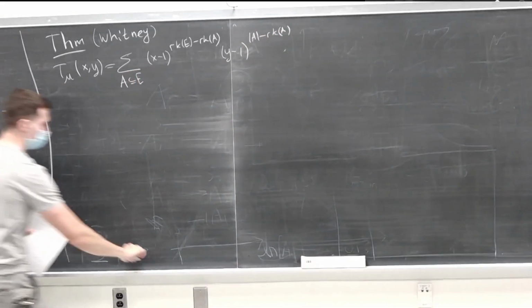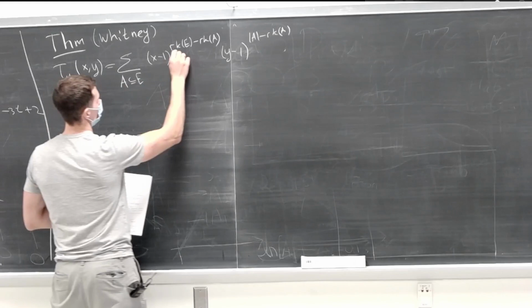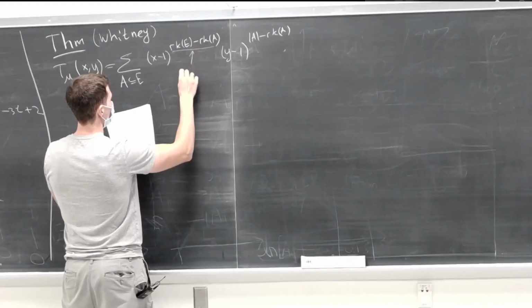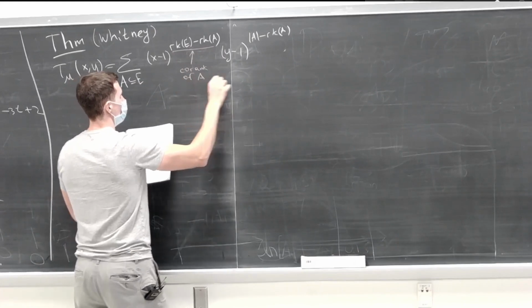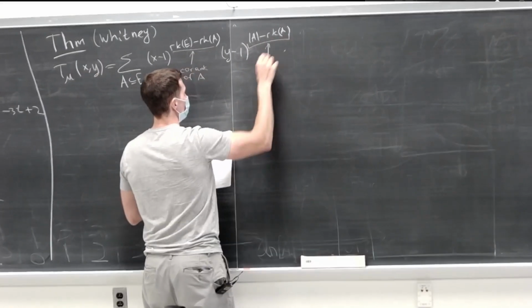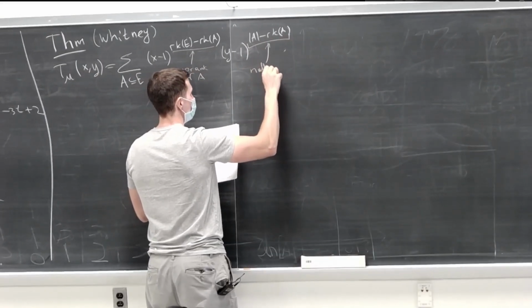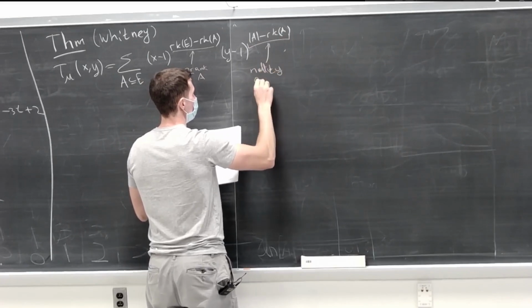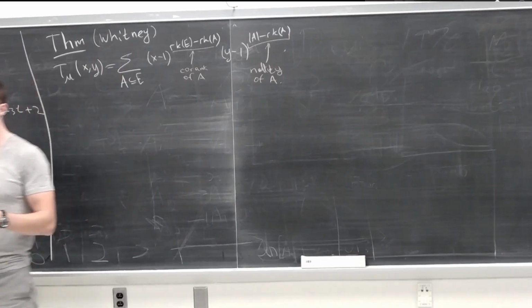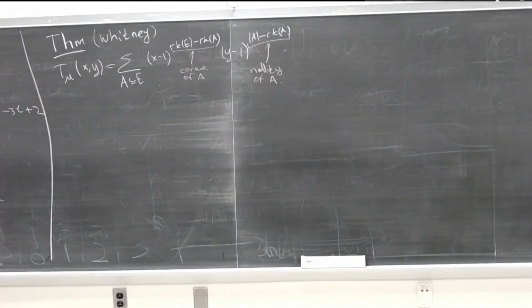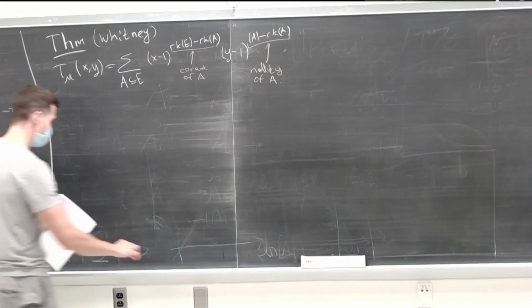These two notions: this is called the corank of A, and this is called the nullity of A. So it's called the corank-nullity formula. It's the famous Whitney formula.